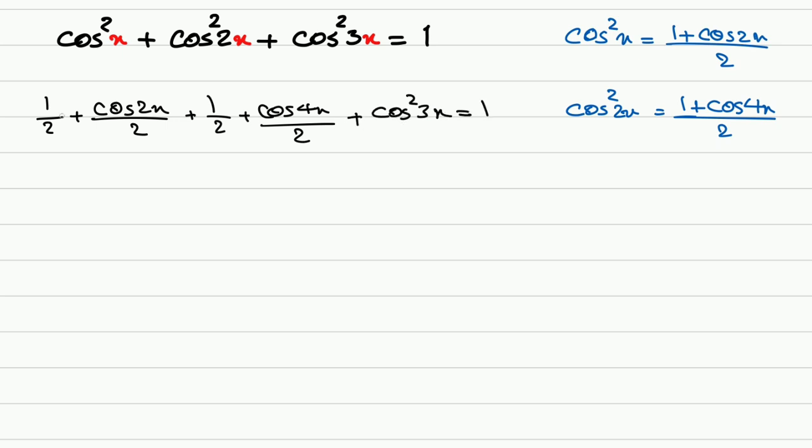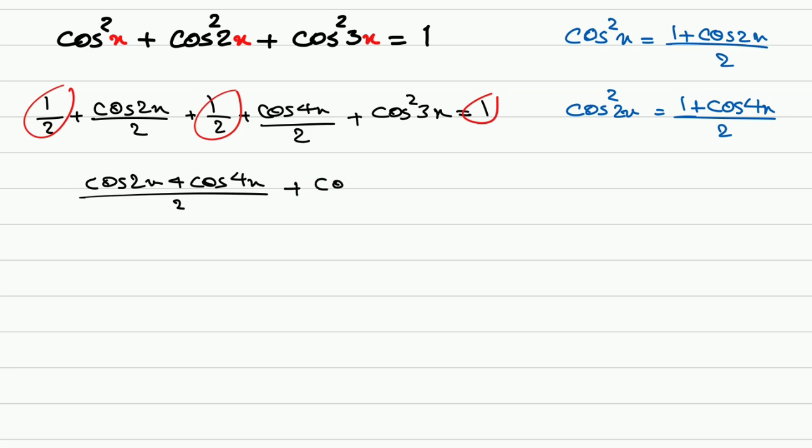equal to 1. Now we have 1/2, 1/2, and 1. They cancel out each other. So it's cosine 2x plus cosine 4x over 2 plus cosine squared 3x, that's equal to 0.